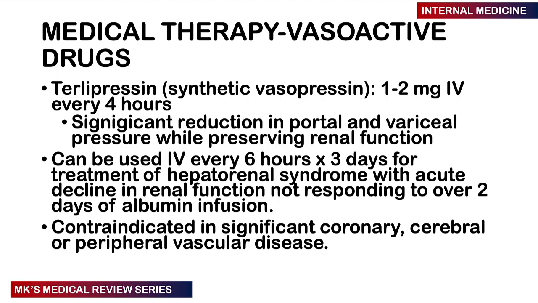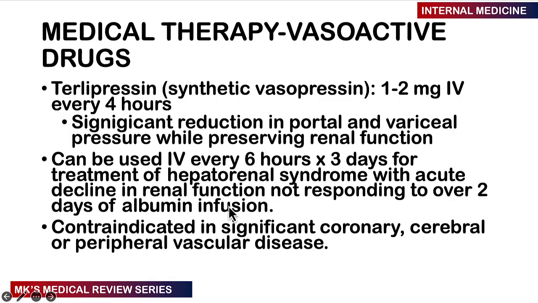stop. Then another drug is terlipressin, which is a synthetic vasopressin. You give about 1 to 2 milligrams IV every 4 hours. This one causes a significant reduction in the portal and variceal pressures while preserving renal function. Remember that most of these cause vasodilation, so they may worsen renal function, but terlipressin actually preserves renal function. So this can be used intravenously every 6 hours for 3 days.